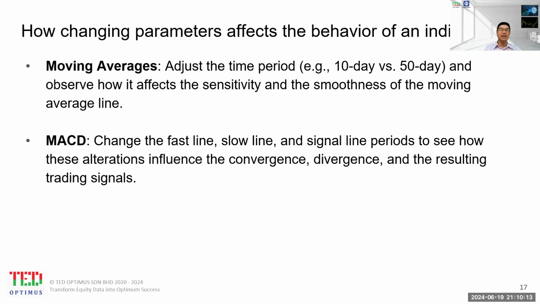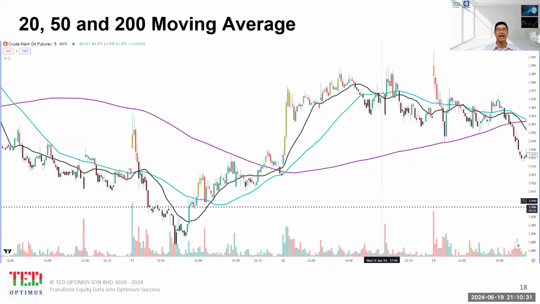Similarly for MACD, if you change the fast line, slow line, and signal line, you will see it affects the so-called convergence, divergence, and the resulting trading signal. This one we will use so you understand the concept after I adjust it in the slide. So this is a 20 period, this is 50 periods, this is 200 period.